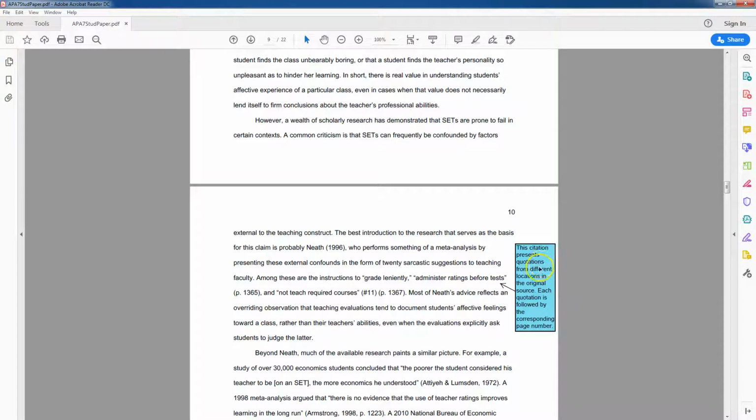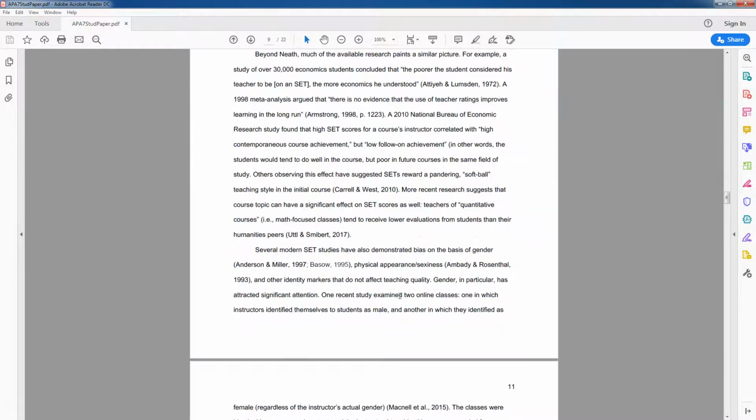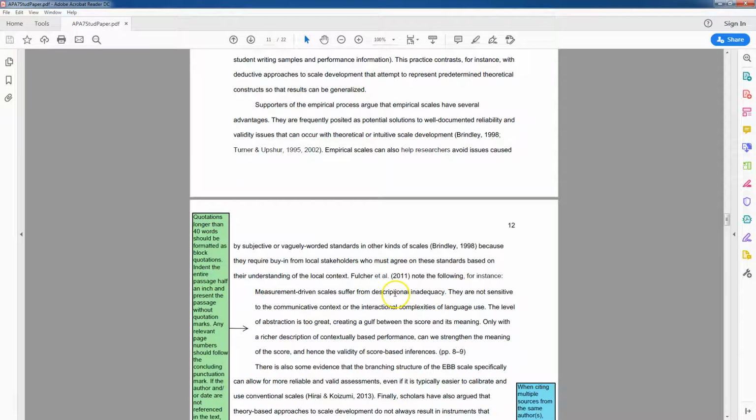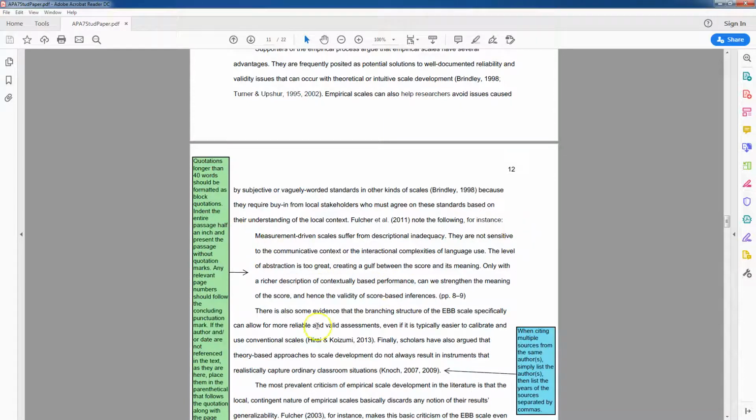This citation presents quotations from different locations in the original source. Each quotation is followed by a corresponding page number. Okay, so here's an indentation. Quotations longer than 40 words should be formatted as a block.